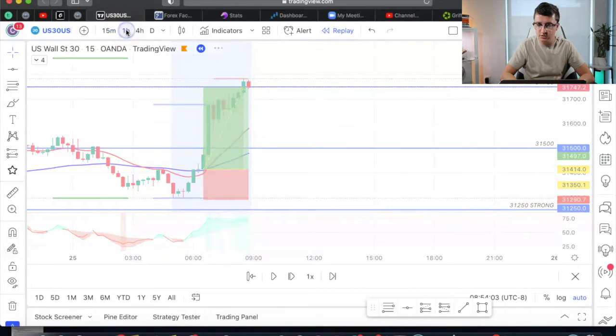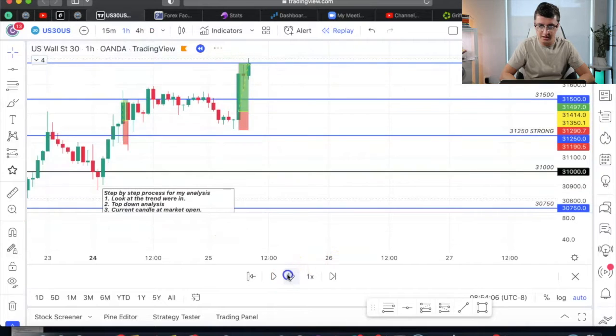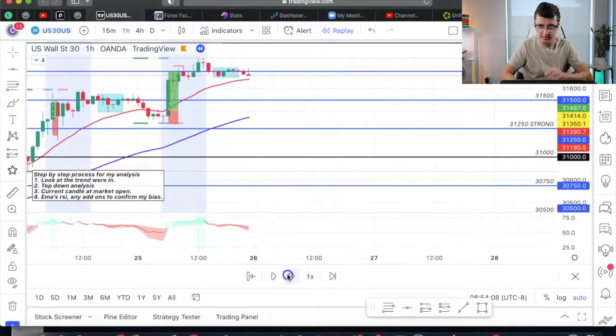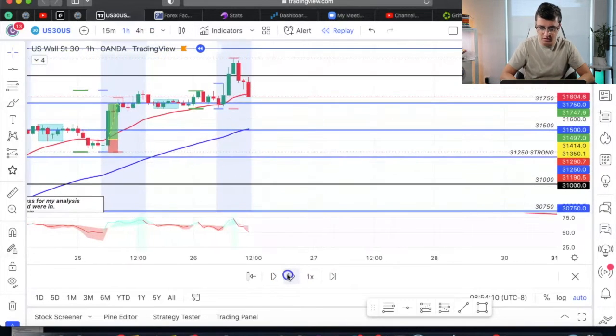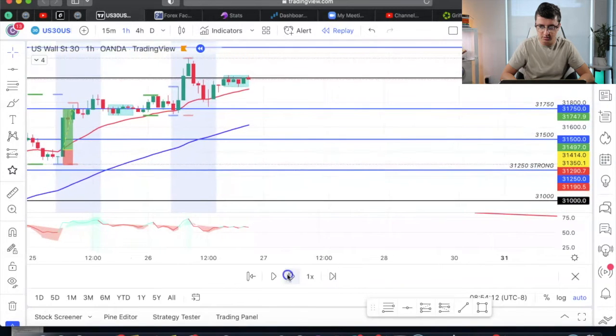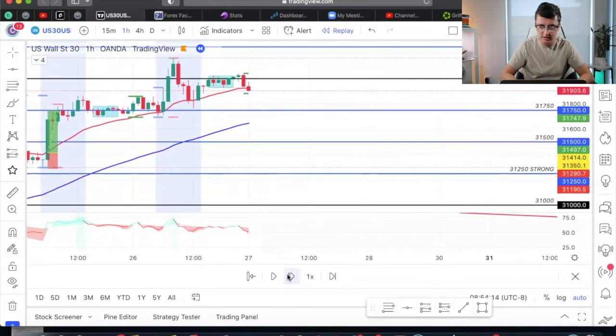I don't trade Wednesdays, so I'm going to skip that day. We're going to go Thursday and Friday. There's Wednesday, still pushing up, so it looks like the trend still is in an uptrend.